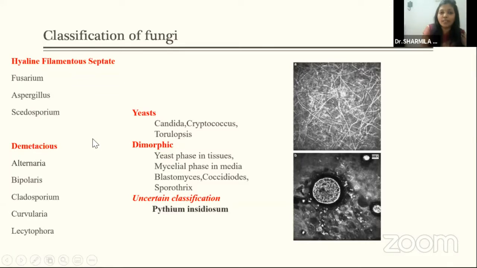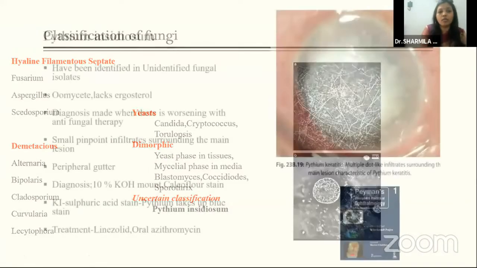Now you should also remember the non-septate filamentous fungi because mucormycosis is the in thing now, and Mucorales belongs to non-septate filamentous fungi. It doesn't cause keratitis though. Pythium insidiosum was previously classified as a fungus until it was discovered that the cell membrane does not contain ergosterol.